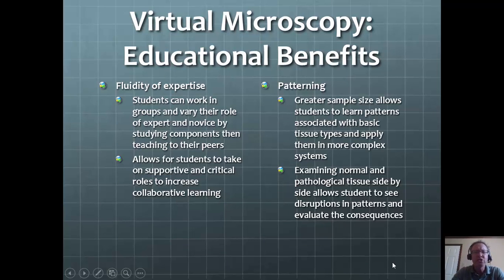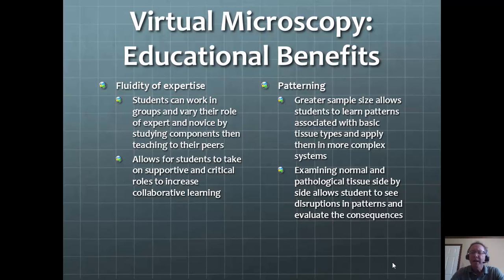The educational benefits of virtual microscopy certainly provide a fluidity of expertise. Students can work in groups and vary their role of expert and novice by studying components and then teaching it to their peers. It also allows for students to take on supportive and critical roles to increase collaborative learning.